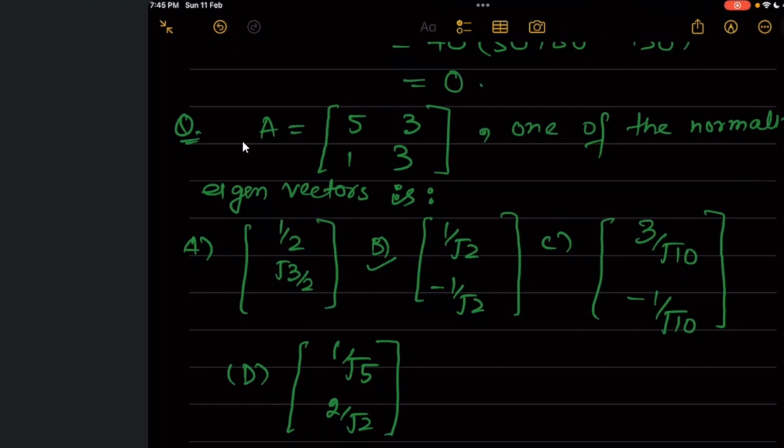But what you can do is simply multiply the matrix A with each of the options. When you multiply matrix A with an option, if you are getting a scalar multiple, that means it is a normalized eigenvector. If you are not getting a scalar multiple, then it's not going to be a normalized eigenvector. Like I did it for all 4 options.